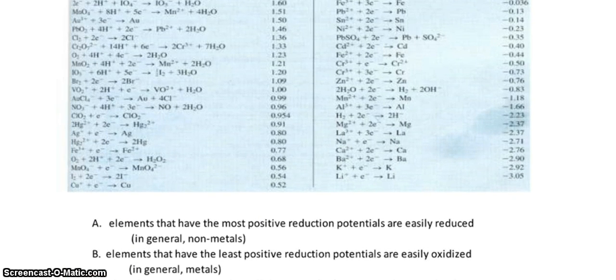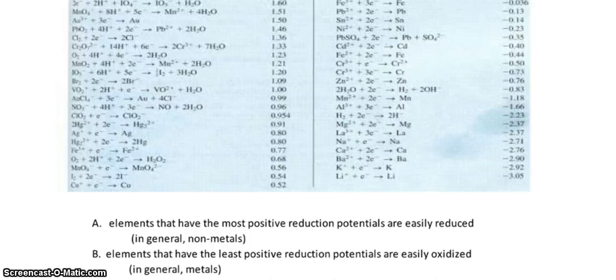Elements that have the most positive reduction potentials are easily reduced. In general, these are your nonmetals. Do you remember way back at the beginning that nonmetals want to gain electrons, become negatively charged? And they do that to gain a full octet of valence electrons. So they like to gain electrons. They're going to be more stable, and the energy is actually reduced when you have that.